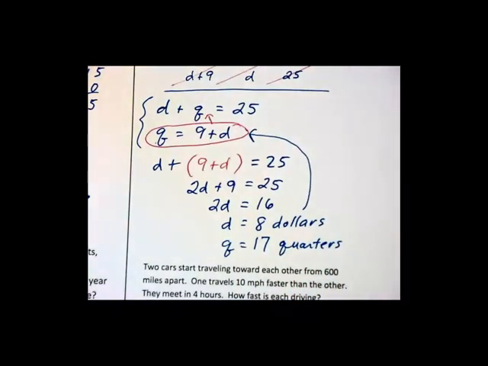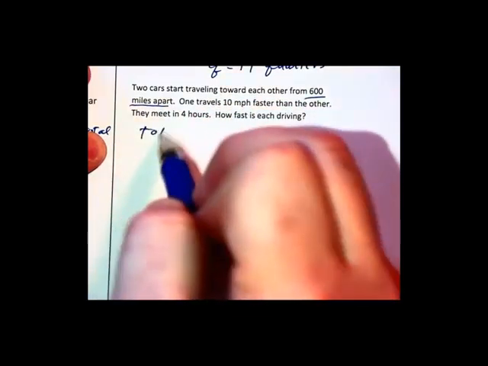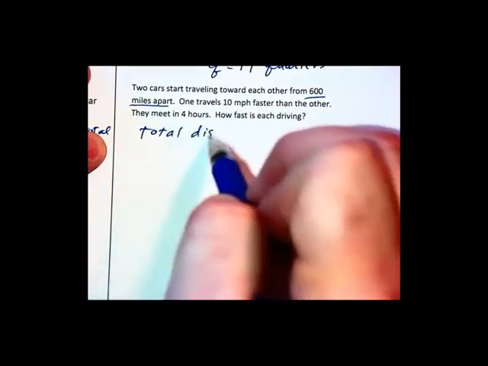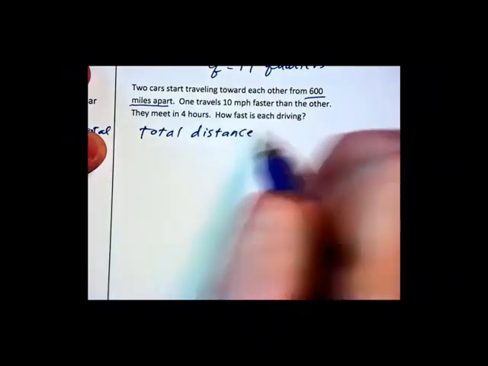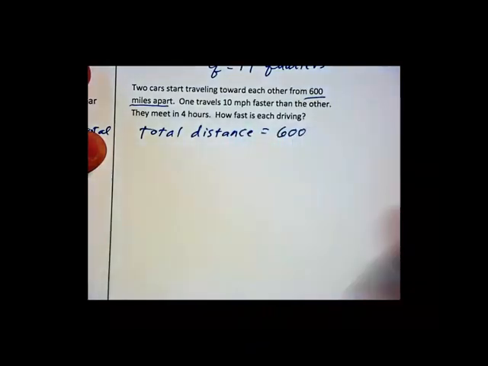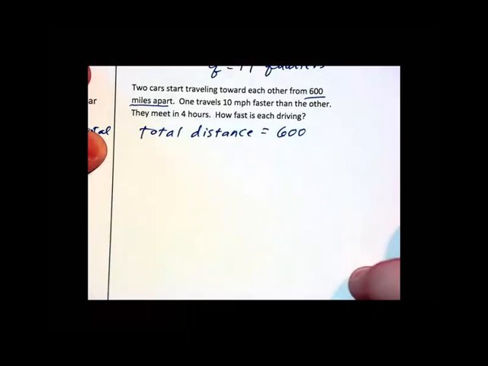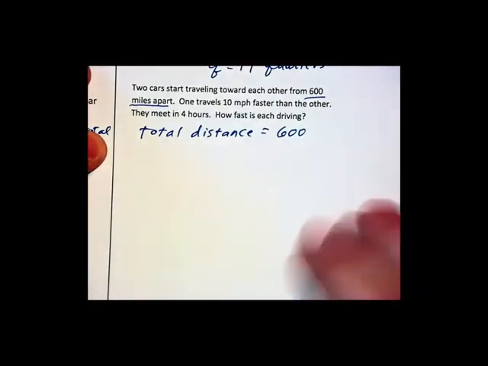Phew. Okay. You're looking at the next problem and you're seeing distance, rate, time. Now, again, with distance, rate, time, you have a couple patterns to look at. Two cars start traveling towards each other from 600 miles apart. Ding, ding, ding. I see that I have a total distance of 600. I'm looking for either a total distance or a same distance in these problems. That's the way I've taught it to you so far.